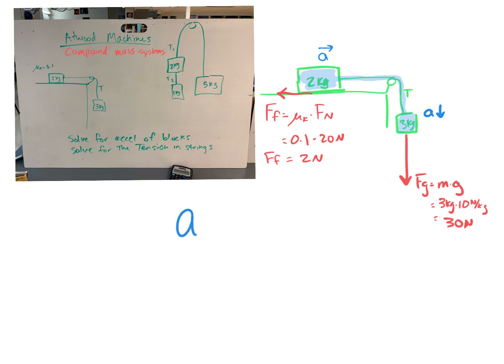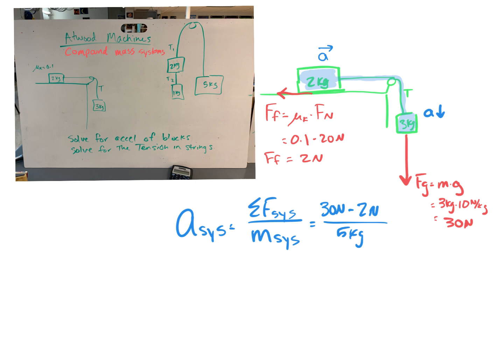We write that out as the acceleration of the system is equal to the net force on the system divided by the mass of the system. So we've already determined our net force was the 30 newtons pulling down minus the 2 newtons pulling back. And the overall mass would just be the two put together, which is 5 kilograms. So I'm going to have 28 over 5, and if I divide that out, let me give it just a second and calculate it.